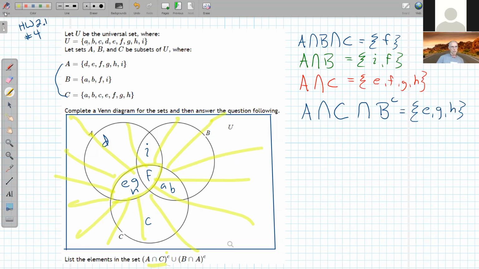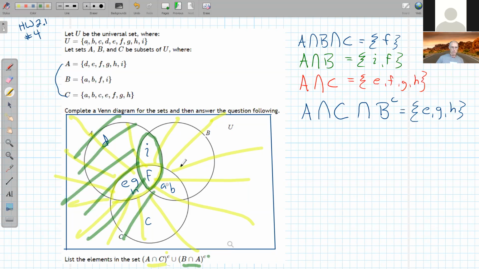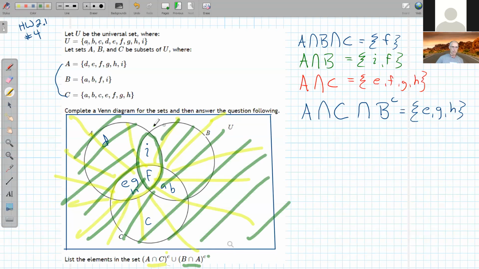Then I want to find, let's use a different color, B intersect A. So B intersect A is up here. This right here is B intersect A. And I want the complement of that, so everything outside of that. Maybe I'll do that a little bit differently, diagonally like that. I want to somehow denote on my picture everything outside. All right, so I shaded that.